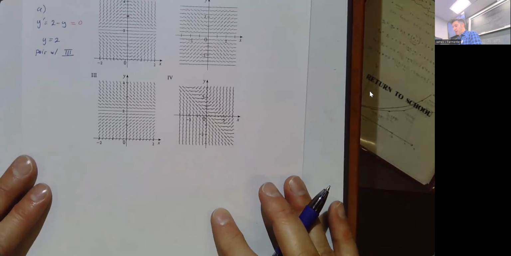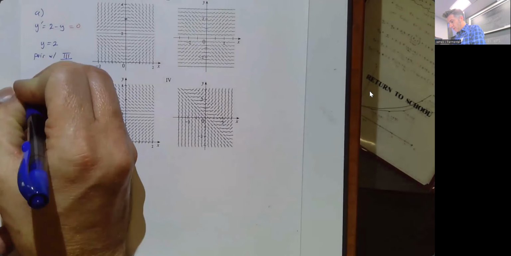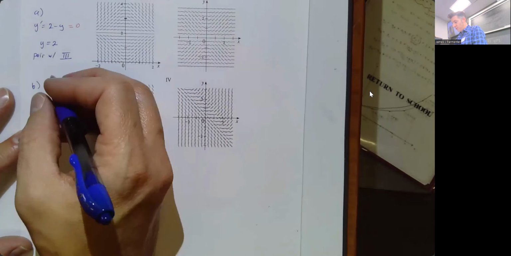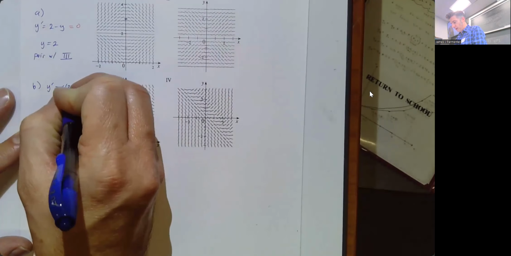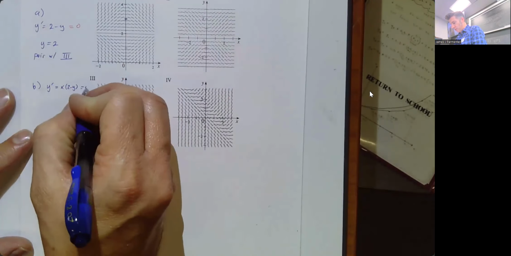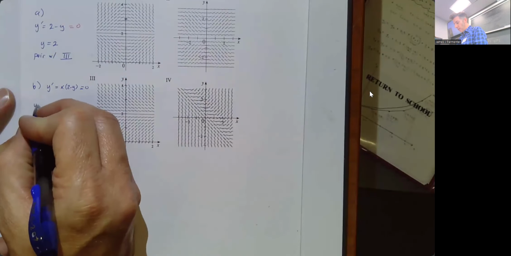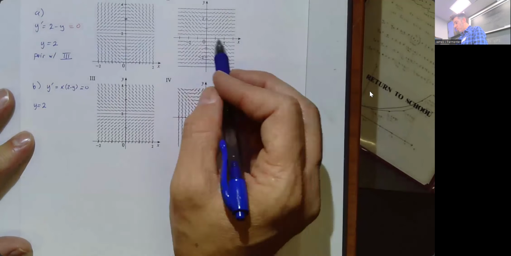So let's go ahead and look at B. Again, we're going to do the same first thing here. If I look at B, which is y prime equal to x times (2 minus y), I'm going to set that equal to 0 because I find that to be helpful. I am going to get y equal to 2. So it could be 1 or 2.